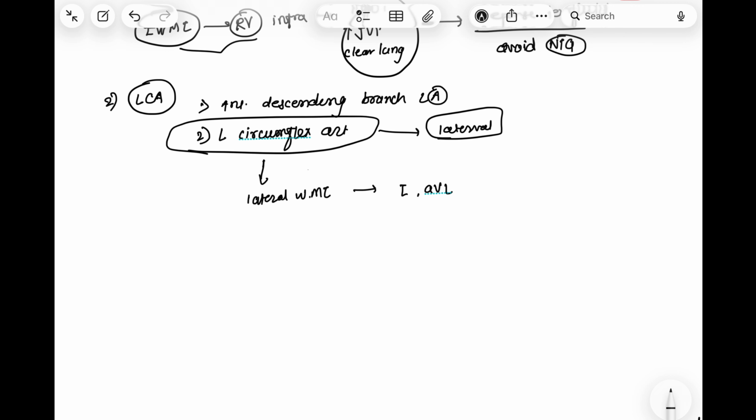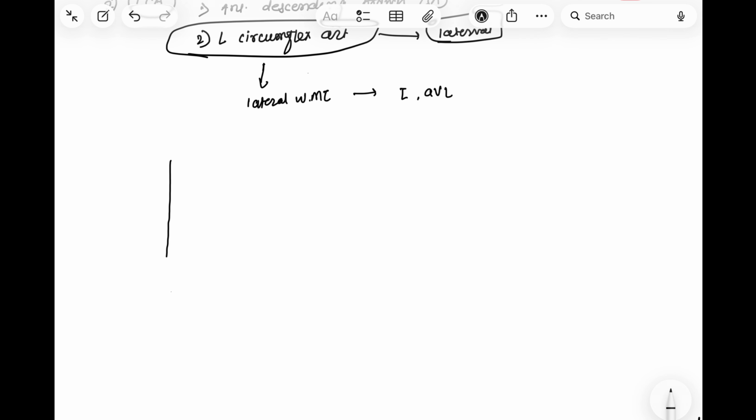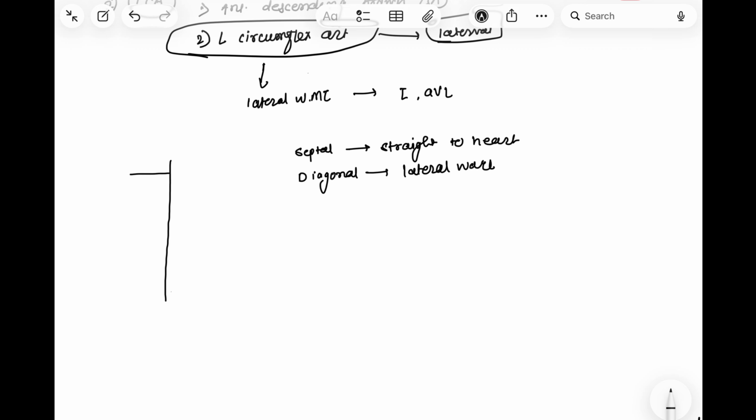Now this anterior descending branch is important. Suppose this is your anterior descending branch of the left coronary artery. There are a few septal branches that go straight into the heart, and a few diagonal branches that supply the lateral wall. So what is the sequence of these branches? First, we get the septal branch S1 that directly pierces the heart and supplies blood to the septal wall. Then we get D1. Then again we get S2, and next D2, and then it's a straight LAD, that is the distal LAD.